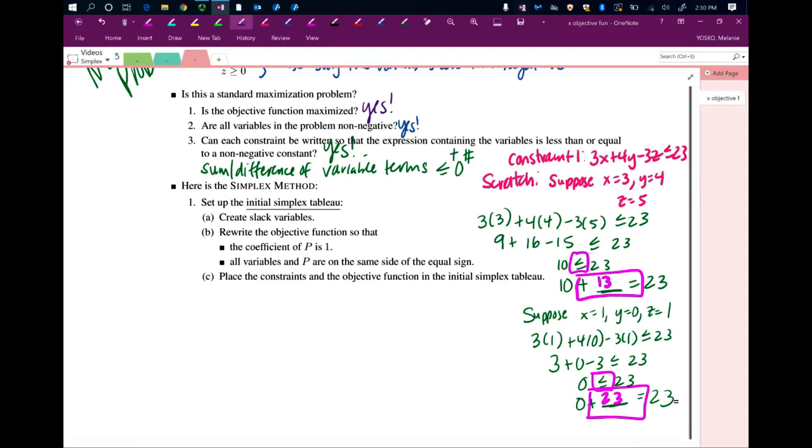Okay, so we're going to take our constraints. Our constraints were 3x plus 4y minus 3z less than or equal to 23. And we're going to replace that inequality with something else: 3x plus 4y minus 3z with a variable. But let's pick a variable that maybe helps us remember it's a slack variable. Plus slack variable 1 equals 23.